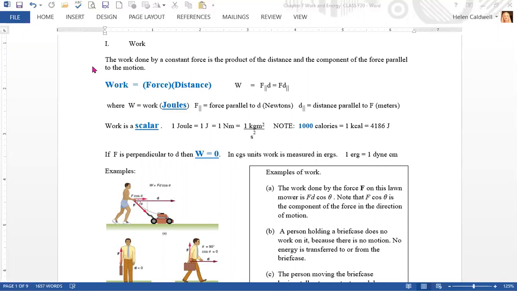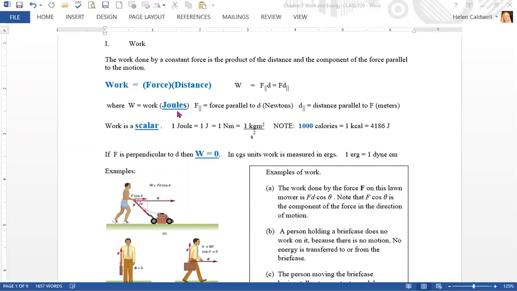Work is symbolized by a capital W. And these funny little double lines you see usually mean "is parallel to." So force is parallel to distance, or distance is parallel to force. Work is measured in joules.